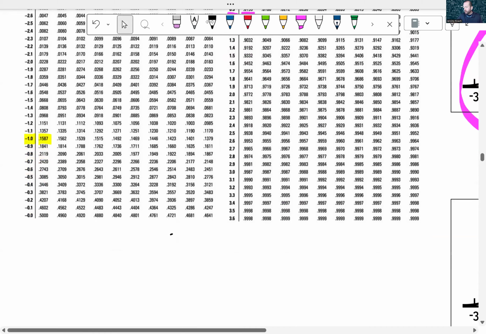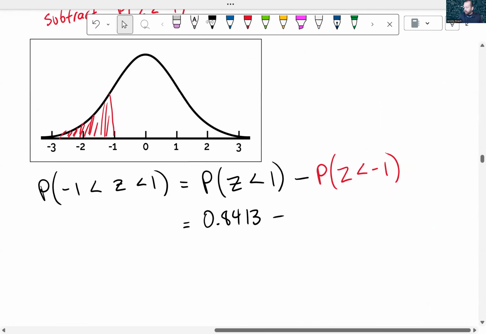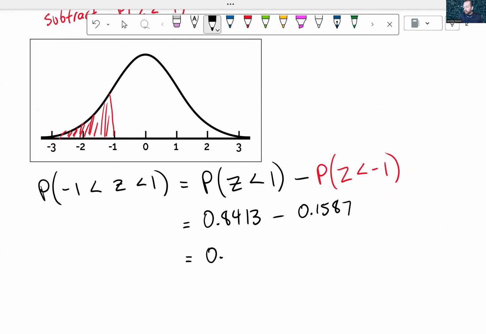0.1587. And so we're going to subtract these two values, 0.1587, and that's going to give us 0.6826. The problem is asking us to round to the nearest hundredth, so that's going to be about 0.68. And this is the probability of z being between -1 and 1.